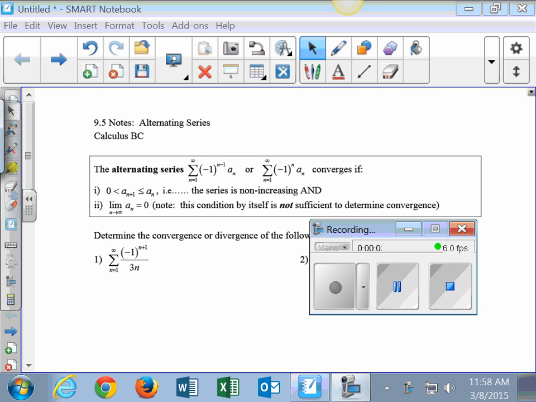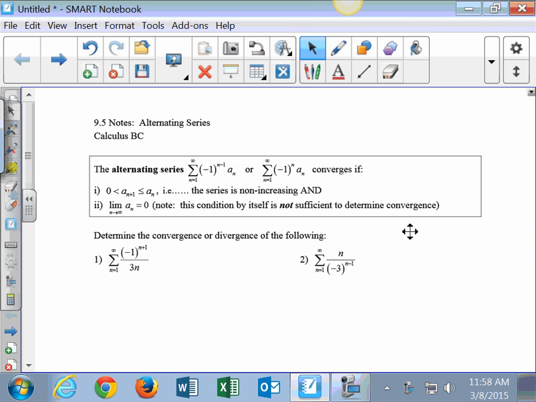Hello, this is Mrs. Mitchner, and today we're going to be working in section 9.5 on alternating series and finding convergence, either absolute or conditional convergence. Basically, today we're going to be working with the alternating series test. So let's look at an alternating series.